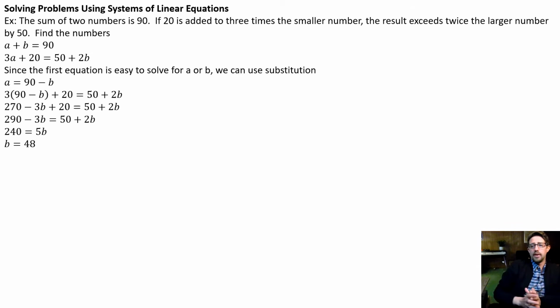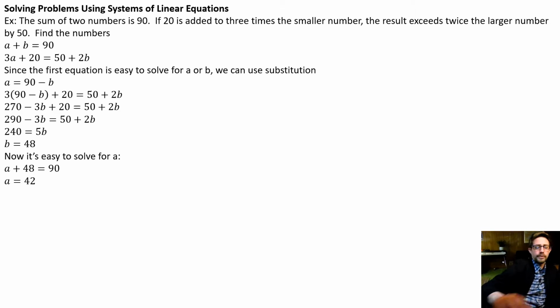b is 48. And then the last thing with these is don't forget to answer the whole question. It said find the numbers. But that's not the hard part, because you can always jump right to here and say, if b is 48 and they add up to 90, 90 minus 48 is 42. That's the other one. And then it would be pretty easy to check. Is 3 times 42 plus 20 equal to 2 times 48 plus 50? Yeah, it is.